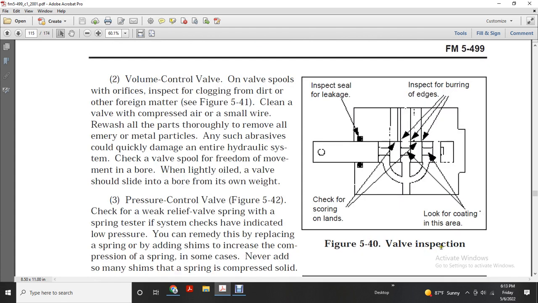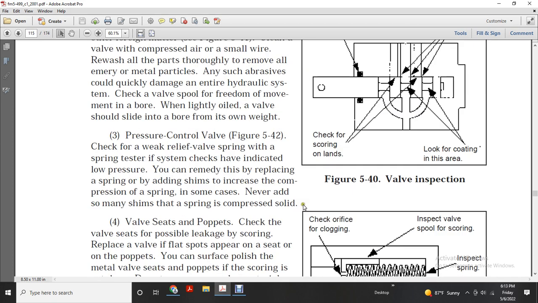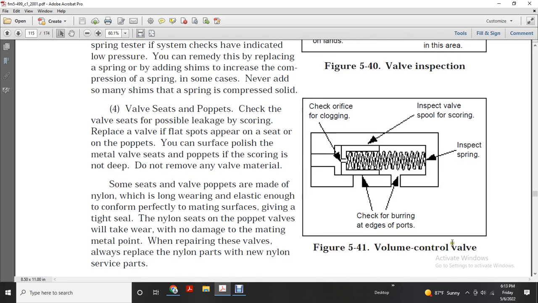Alright, so figure 540 shows valve inspection. Inspect the seal for leakage and check for scoring on the lands. Inspect for burring on edges and check the coating in this area. On the control valve, check the orifice for clogging, check for burring at the edge of the ports, and inspect the valve spool for scoring. Inspect the spring.